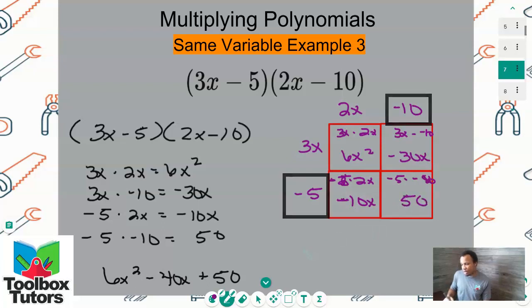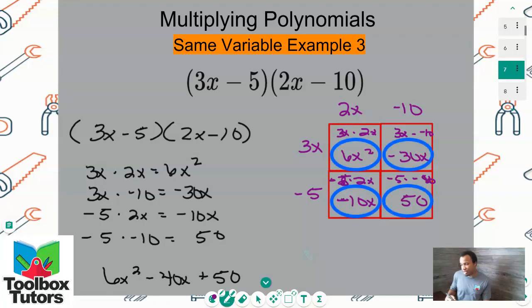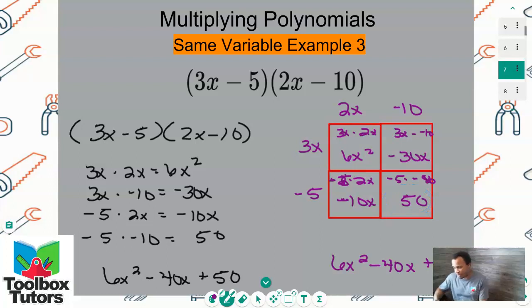So now inside these boxes, we have these four terms, and we want to see if we have any like terms. With 6x squared, we have no like terms, so we'll bring that down. Negative 30x and negative 10x are like terms, so we can combine these together, and we get negative 40x. And lastly, we have 50. It doesn't have any like terms, so we bring it down, and we have positive 50.